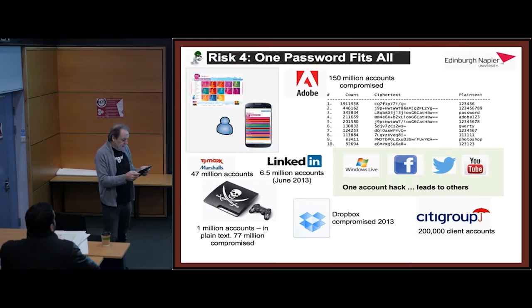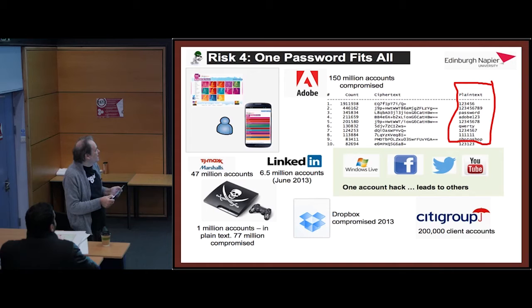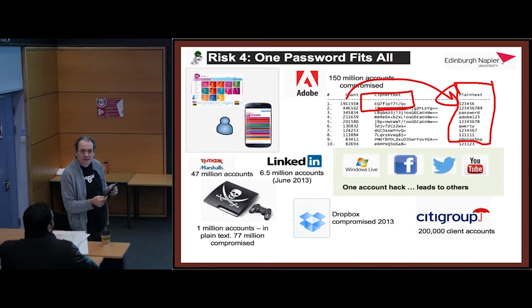So there's the top 10 Adobe passwords. 2 million people selected 1, 2, 3, 4, 5, 6. And there was no salting involved. It was purely just one hash. So once the intruders had cracked one of those passwords, which wasn't too difficult, they had cracked 2 million at the same time. So make sure that salt was actually used.